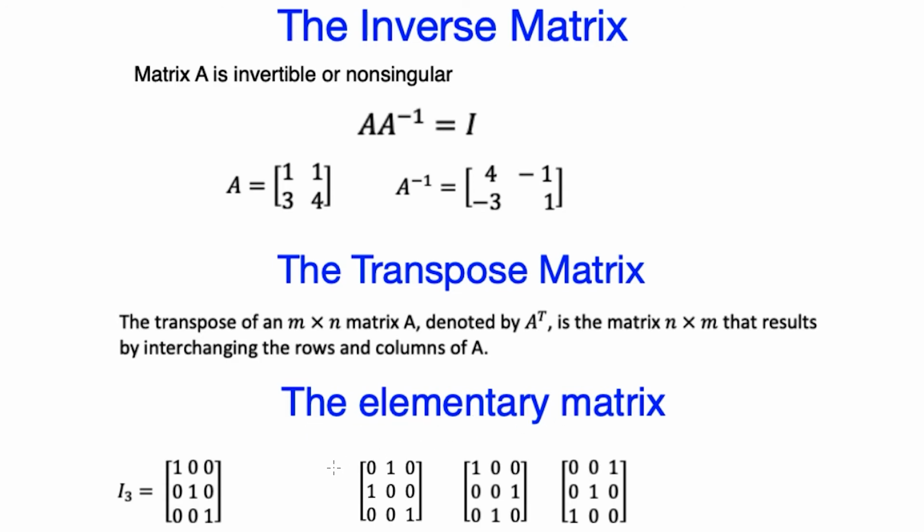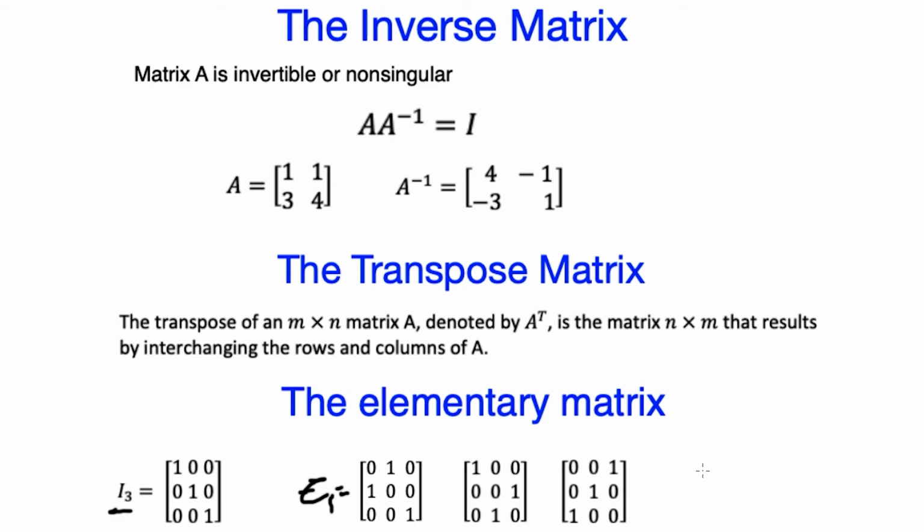The elementary matrix is the matrix that we get by interchanging two rows of the identity matrix. So for example, in I3, when we change these two rows, we get E1, for example. We change these two rows and this row stays the same. And when we change the second and the third rows, we'll get this matrix. And when we change the first and the third rows, we get this elementary matrix.